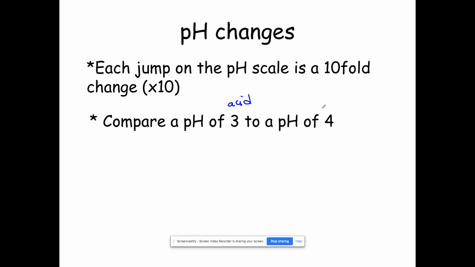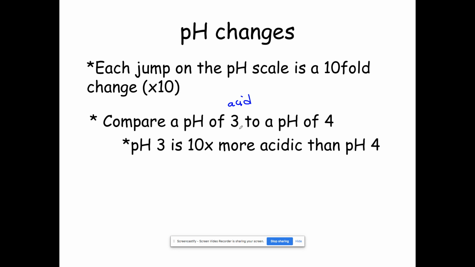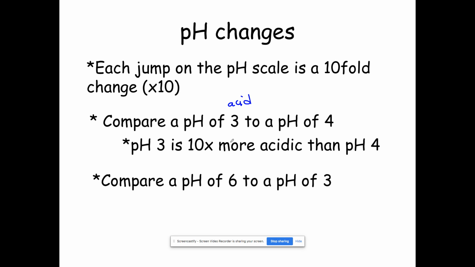How much more acidic? Well, this is one jump. So 4 to 3 is going to be times 10. So 3 would be 10 times more acidic. You could also say a pH of 4 is 10 times less acidic. You can say that too.